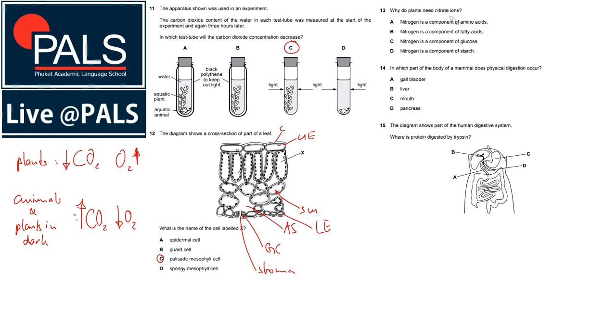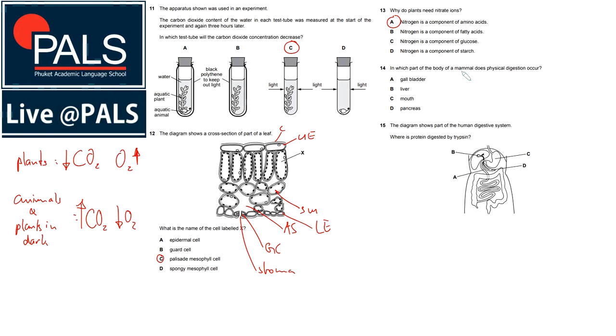Why do plants need nitrate ions? Plants can make their own carbohydrates from photosynthesis. They can change these carbohydrates into many, many other substances, such as lipids, for example. Why is that possible? Because carbohydrates and lipids both contain the elements carbon, hydrogen, and oxygen. They cannot change carbohydrates into proteins because proteins additionally contain nitrogen. So that means that they need their nitrogen for amino acids to build proteins. Now, amino acids are the building blocks of proteins.